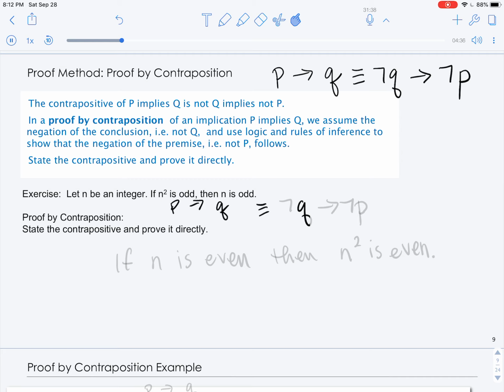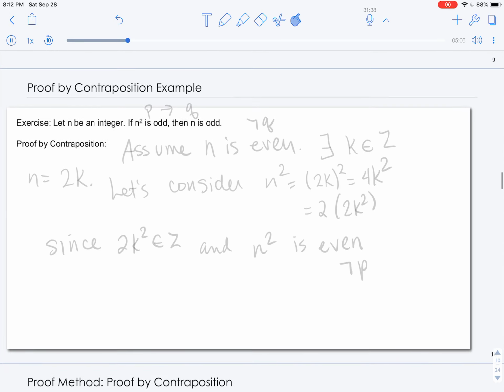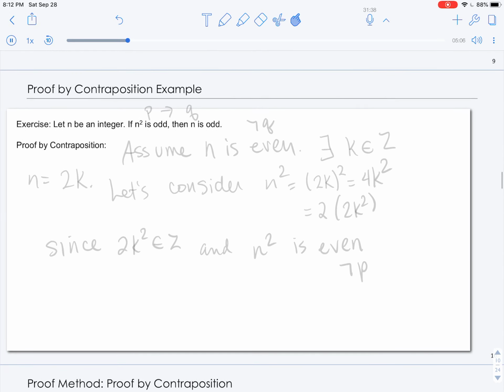And so first we'll state the contrapositive, so we negate the conclusion: if n is even, then we negate the premise, n squared is even. So now we can begin the proof, and we start the proof with the negation of the conclusion. Basically, we assume that n is even. Okay, assume n is even. That's the negation of the conclusion.